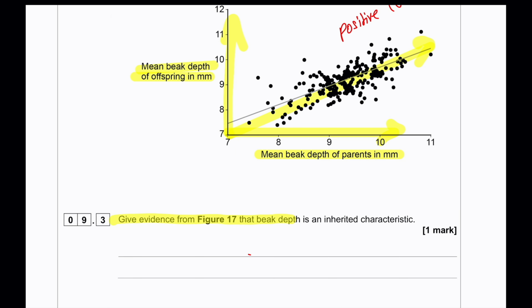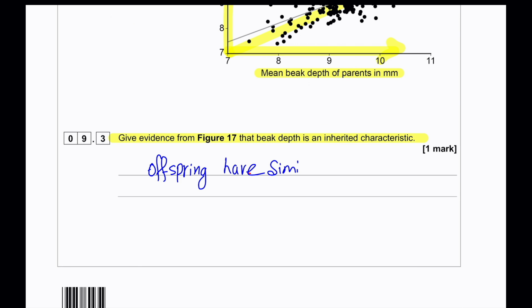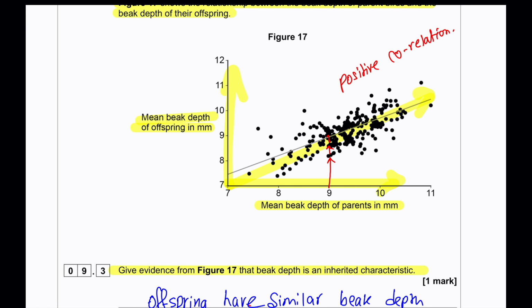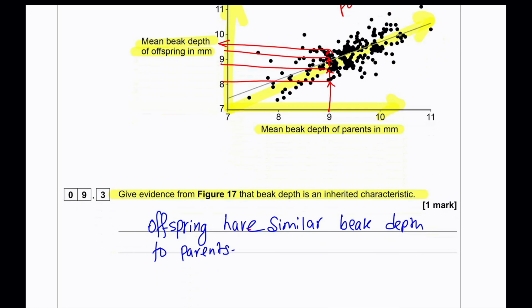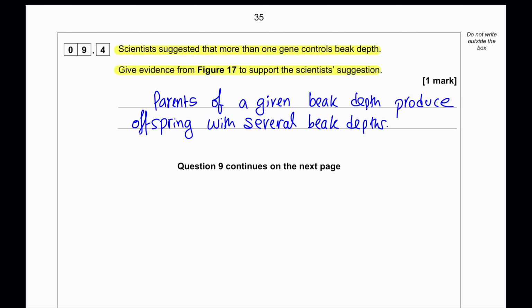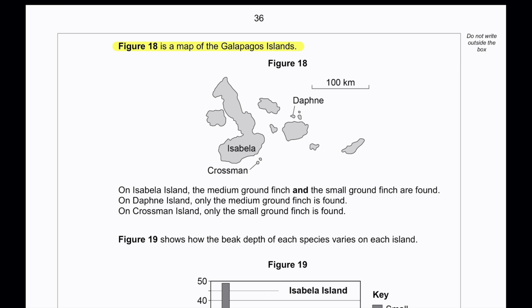Give evidence from figure 17 that beak depth is an inherited characteristic. So the answer will be offspring have similar beak depths to parents. That means it's inherited. Scientists suggested that more than one gene controls beak depth. Give evidence from figure 17 to support the scientists' suggestion. So we can deduce from the graph that parents of a given beak depth can produce offspring with several beak depths.